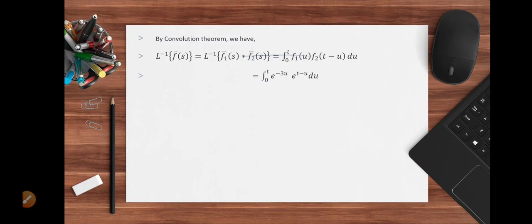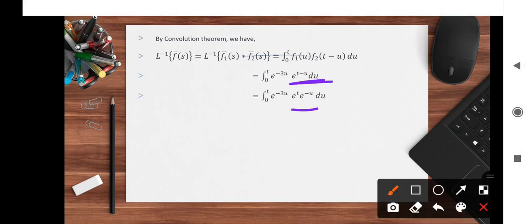So here we get the next step as integration from 0 to t of e raised to minus 3u into e raised to t minus u du. Now by using laws of indices, we can write this second term as e raised to t into e raised to minus u. As we know that a raised to m minus n can be written as a raised to m into a raised to minus n, using the law of indices we can write e raised to t minus u as e raised to t into e raised to minus u.